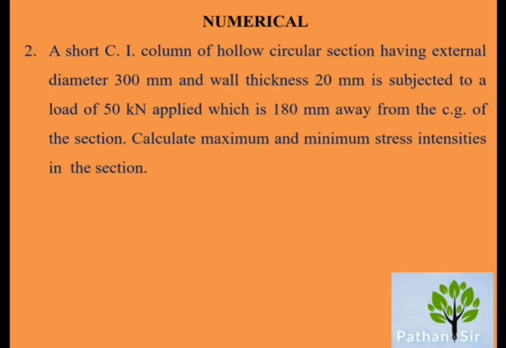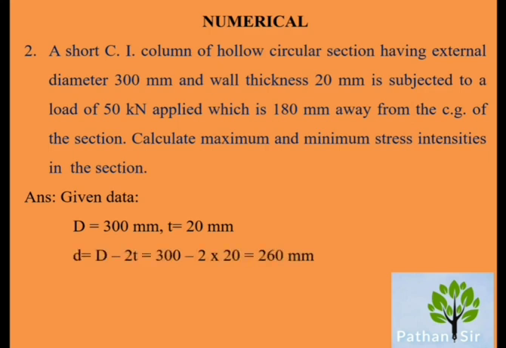So again we will take one numerical. A short cast iron column of hollow circular section having external diameter 300 mm. So in this problem external diameter is given, which is equal to 300 mm. Wall thickness is denoted by small t, which is equal to 20 mm. Since external diameter and wall thickness are given, we will find the internal diameter. Internal diameter is equal to capital D minus 2 into t, so 300 minus 2 into 20. So internal diameter will be 260 mm.